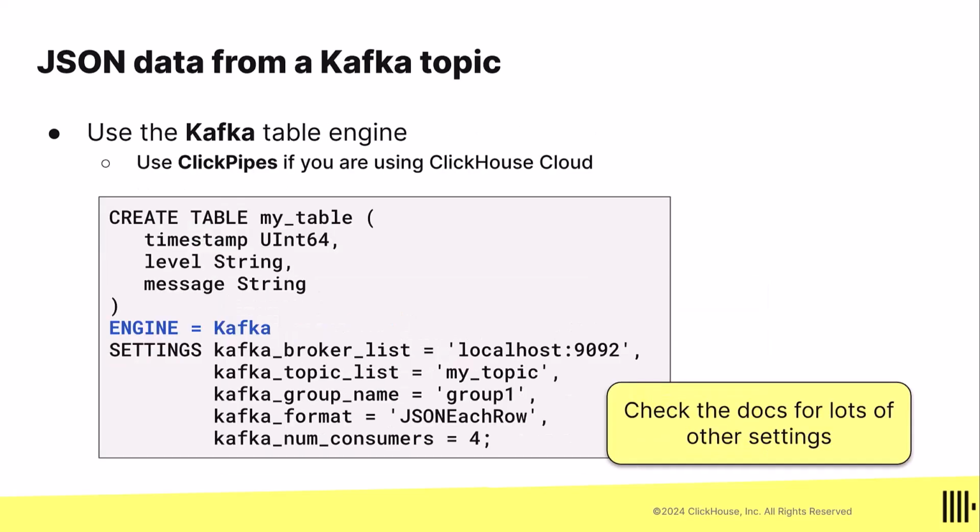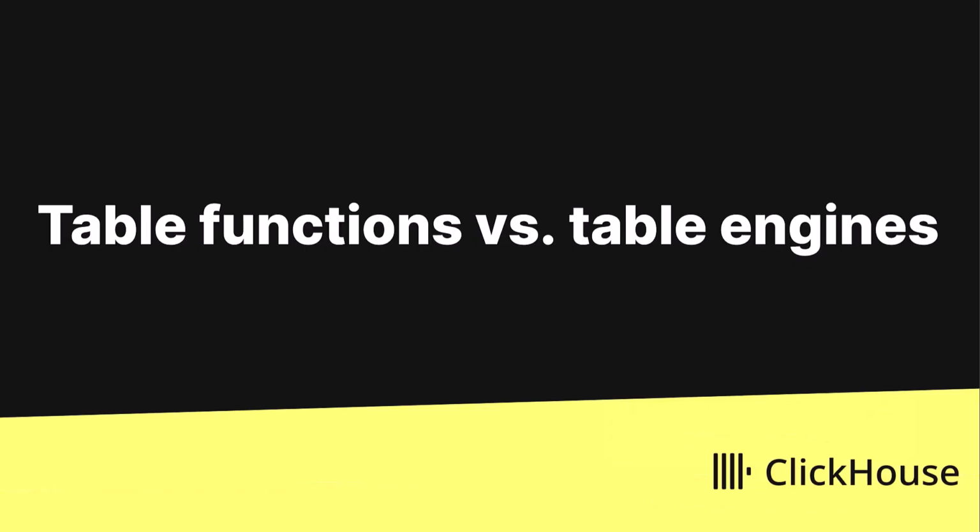Kafka is a little bit different, like I said before. That's not a table function, it's a table engine. This is me subscribing to a topic called my_topic running on this particular host, and the format is JSON each row. And so you have to set that up using a table engine. Check the docs for all the different settings, lots of different settings for that. And I'll show you just super quick what ClickPipes looks like when I get to the Cloud UI.